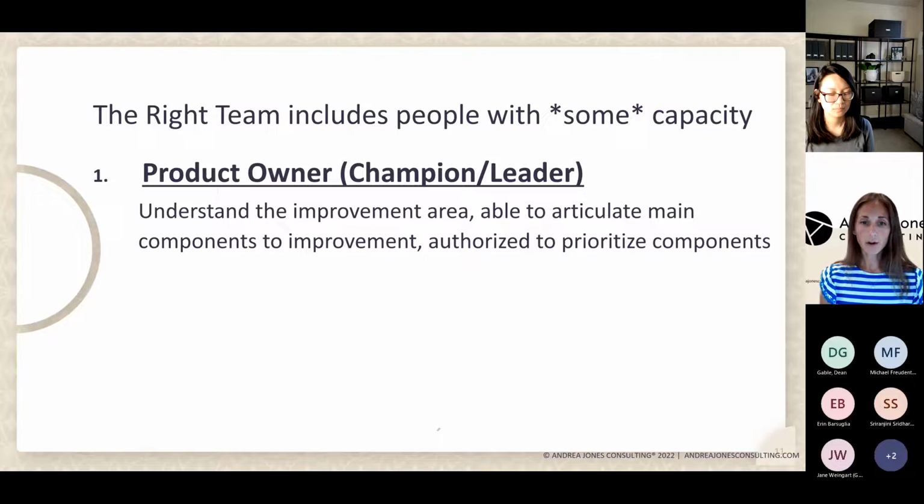The first one is what we call the product owner, or maybe a champion or a leader. And this is the person that really understands that improvement area, and they can articulate the main components of that improvement. Maybe it's a business process, maybe it's a project that's their brainchild. They understand it, and they're authorized to prioritize the main components within it.